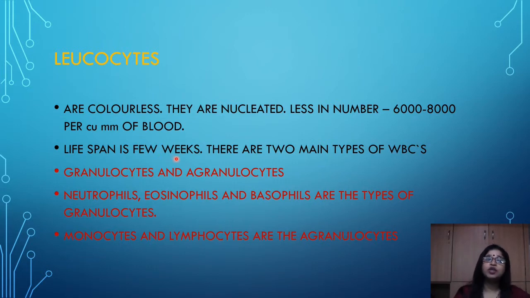Now, when we talk of leukocytes, there are two main types of leukocytes or the white blood corpuscles, granulocytes and agranulocytes. The simple meaning is that the granulocytes will show granules in their cytoplasm, whereas agranulocytes are devoid of any granules. Of these, the granulocytes are of three types: neutrophils, eosinophils, and basophils, whereas agranulocytes are of two types, monocytes and lymphocytes.